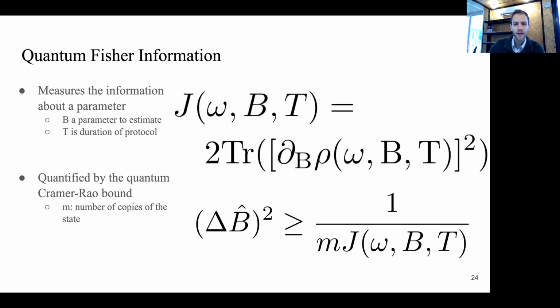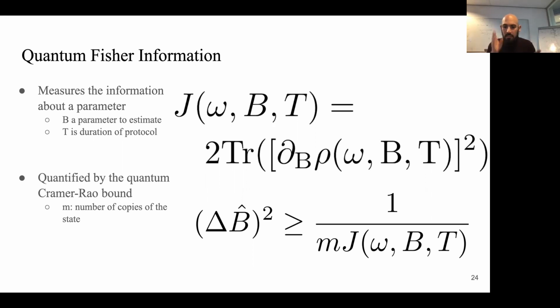Can I ask something? Yeah. The state rho depends on capital T, which I guess is the duration of the protocol. Do you mean the state at the end of the protocol? Yeah. The picture you should have in mind is that I have this box sitting in the field, and I let it evolve under the field with some unitary evolution, also with some control on top of the field evolution. And then at the very end, we measure the state.